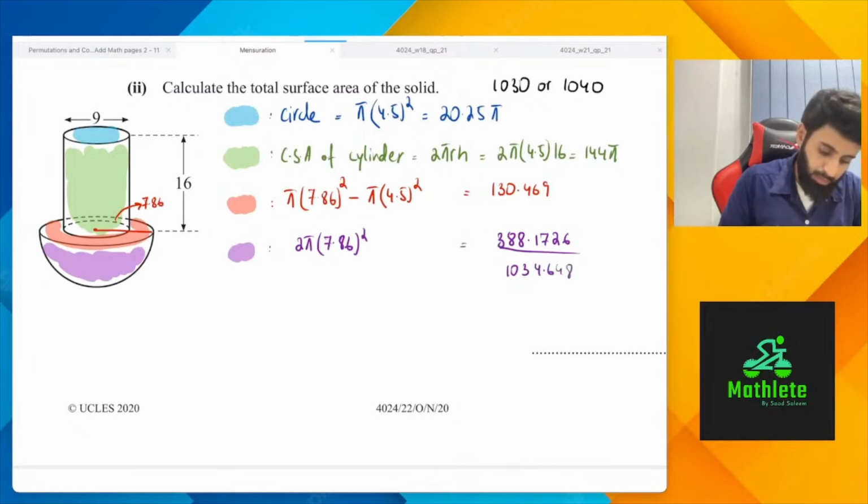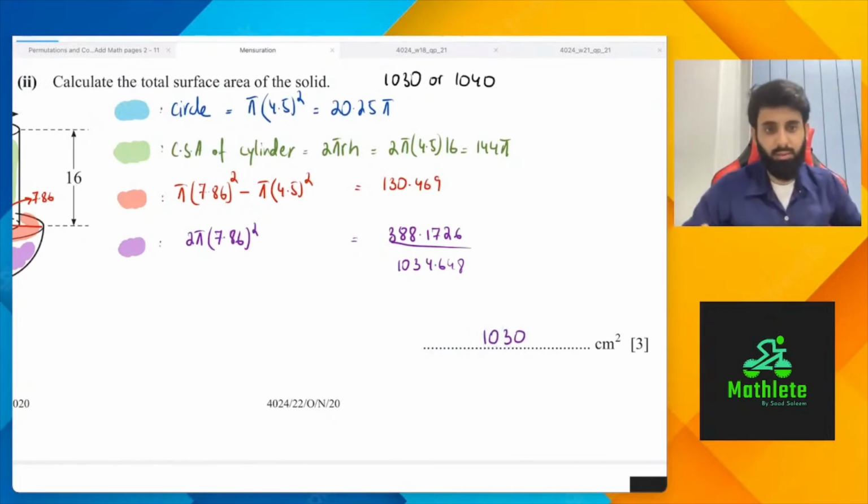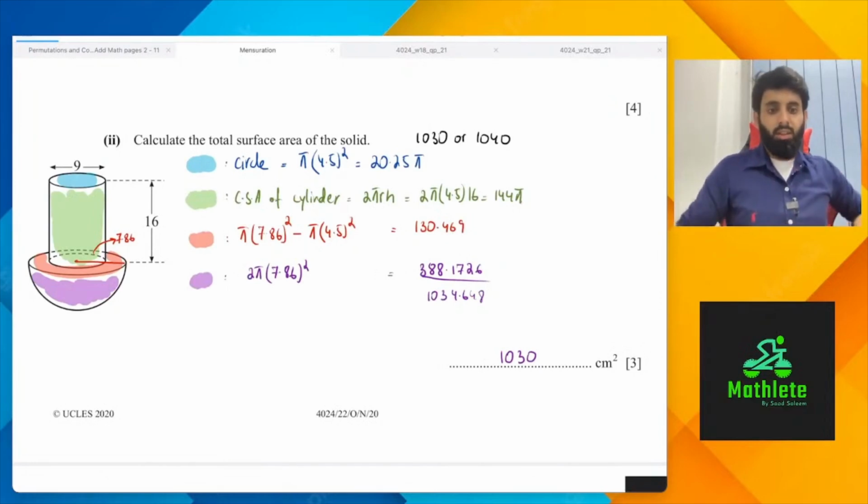1034.648. इसको जब हम correct to 3 significant figures देंगे, then it's going to be 1030 centimeter square. No need to write centimeter square, that's already written, but 1030 is going to be your answer. ठीक है. So a lot of work for just 3 marks, but sadly that's how it is, you know, nothing we can do about it.